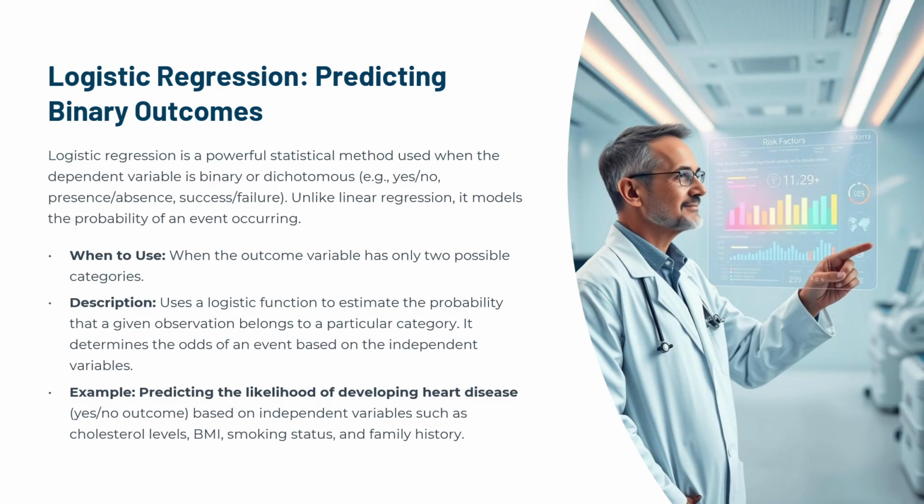For example, a yes, no outcome based on independent variables such as cholesterol levels, BMI, smoking status, and family history. We will use logistic regression to analyze these parameters. So, at the end of our lecture, we can conclusively say that the right test gives you robust, reliable results and helps you turn your data into real, meaningful insights.